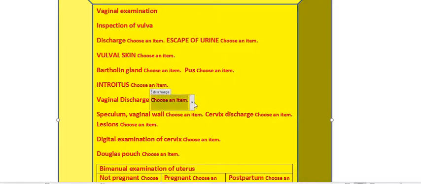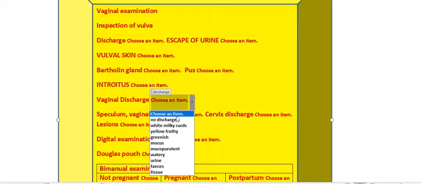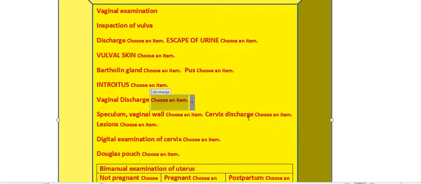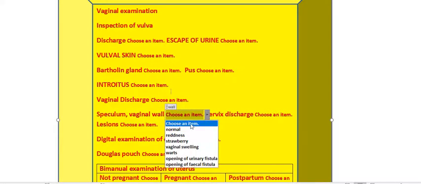We look for the vagina. There is no discharge, or white milky curds, or yellow frothy discharge, or greenish discharge, or mucus, or mucopurulent discharge, or watery discharge, or there is urine coming out, or feces, or tissues. We do speculum examination. Normal vaginal skin, or there is redness, or strawberry vaginal wall, or vaginal swelling, or warts, lesions, or opening of urinary fistula, or opening of fecal fistula.